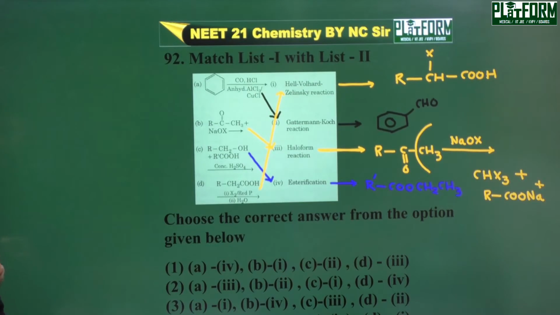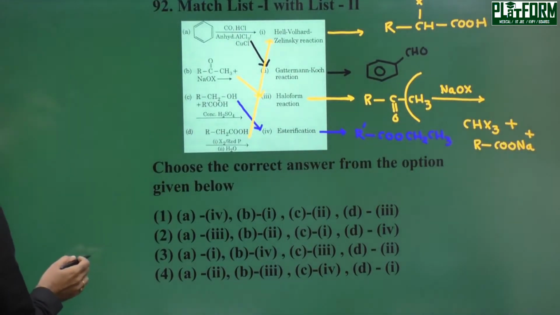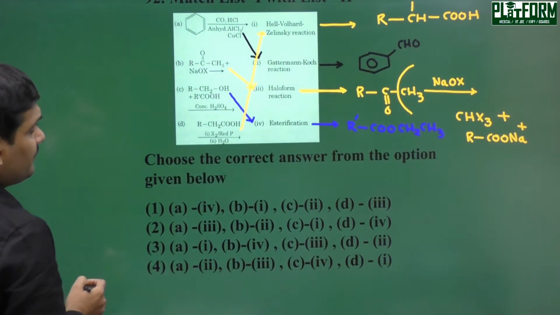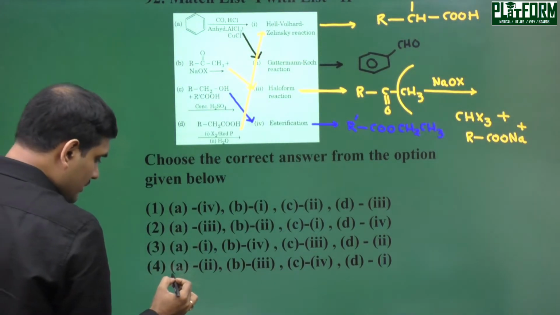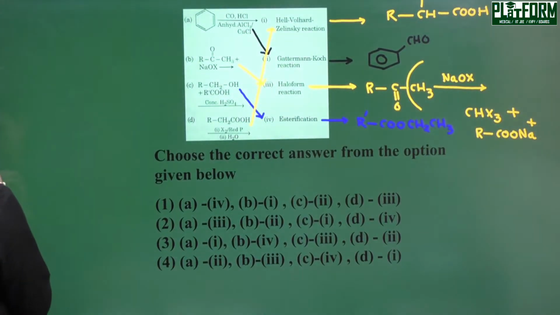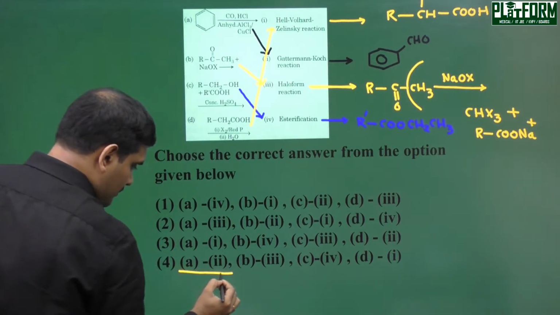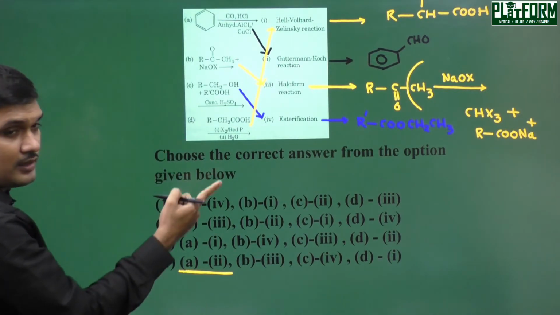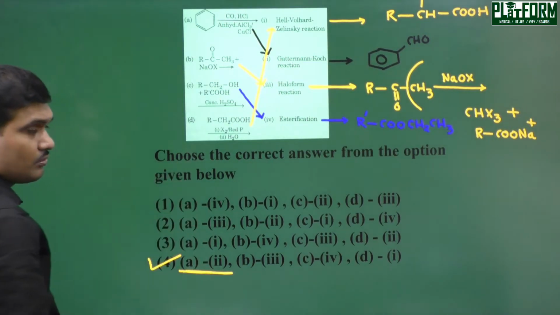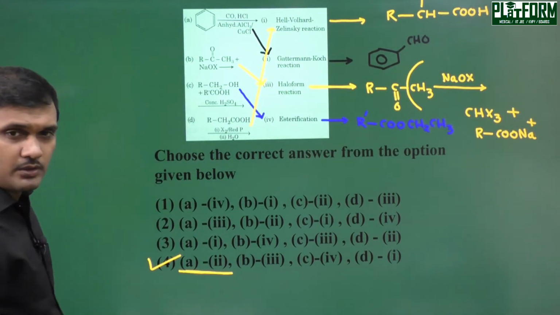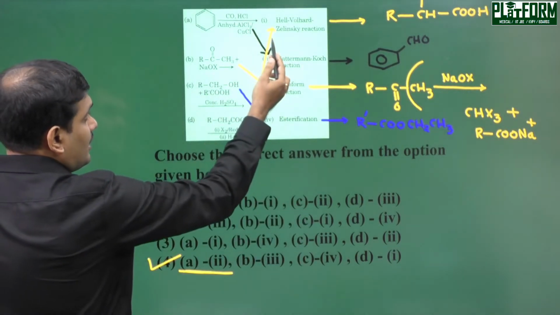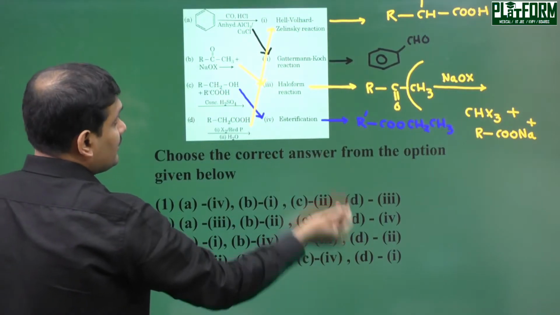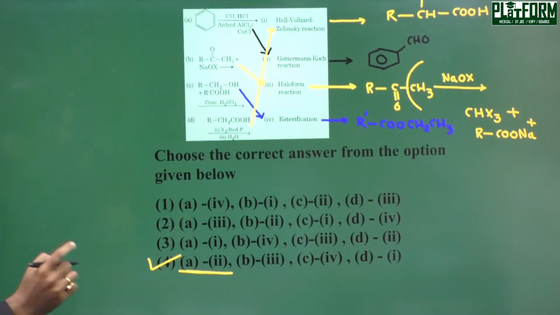Now you can match the correct option. So definitely A matches with 2. See, A matches with 2, and only one option is given with A matches with 2. So if you know A, definitely C, you don't have to go through the other options. Very simple. You can now check. B is 3, haloform. C is esterification, 4. D is 1. So definitely the correct option is 4.